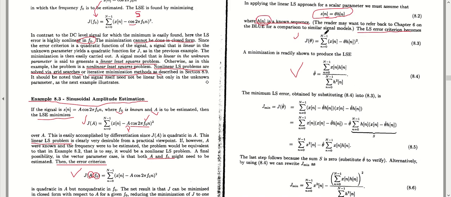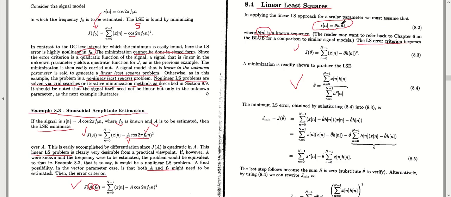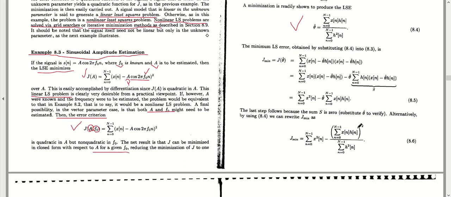You just take the first-order differentiation, set it to 0, and then you get theta. It's like a formula: whenever you have a linear version of the least squares problem, you put it in and you get the estimate. The minimum LS error is obtained by putting this into this, doing some simplification, and then eventually we get this.